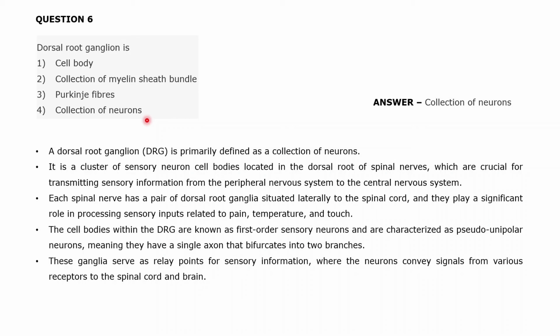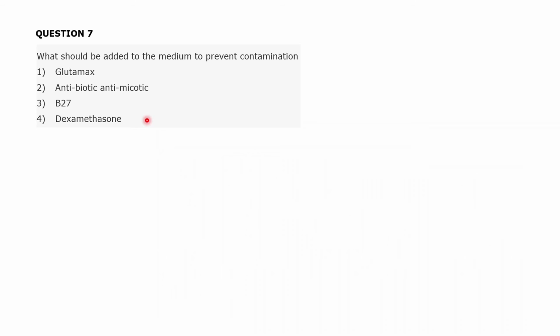Okay, so I think this answer is clear. Dorsal root ganglion is a collection of neurons. So I will just move on to the next question. Coming on to question number 7: which should be added, or what should be added to the medium to prevent contamination? First option is glutamax, antibiotic or antimycotic, B27, or dexamethasone. Which might be the answer?